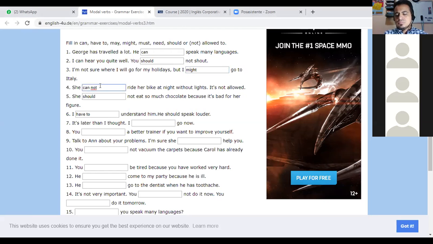Teacher, aprovecho para una pregunta. Estoy observando aquí que está el verbo need. También se puede tomar como o hace como una función de modal verb. Sí, cuando das una sugerencia. For example, imagínate si te caíste y yo veo que tenés la pierna hinchada. I say, you need to go to the doctor. Oh, okay. You need to go to. Oh, got it.